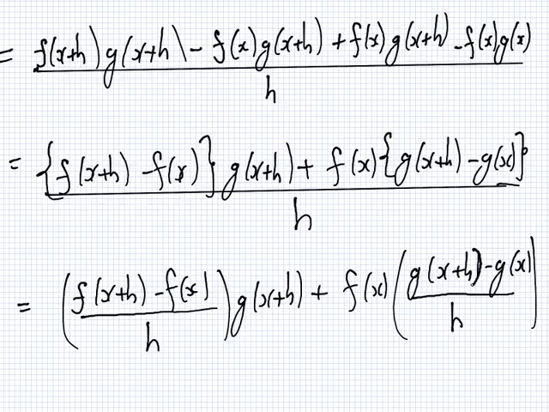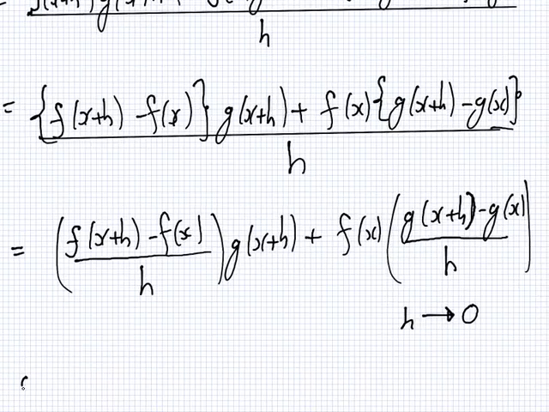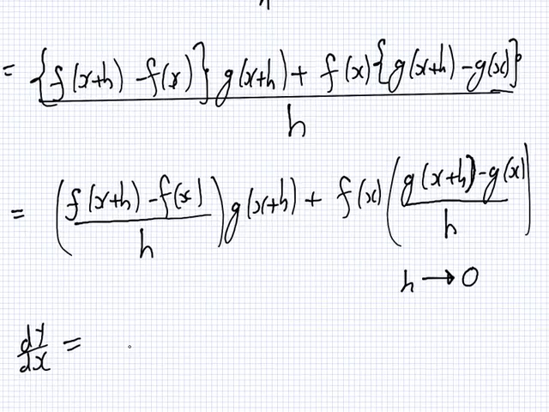Got that? Now something interesting has happened here. Now I shall make h go all the way down to 0, so I get the derivative. So I get dy/dx equals, now what the heck is this first piece going to become when h is 0? 0.